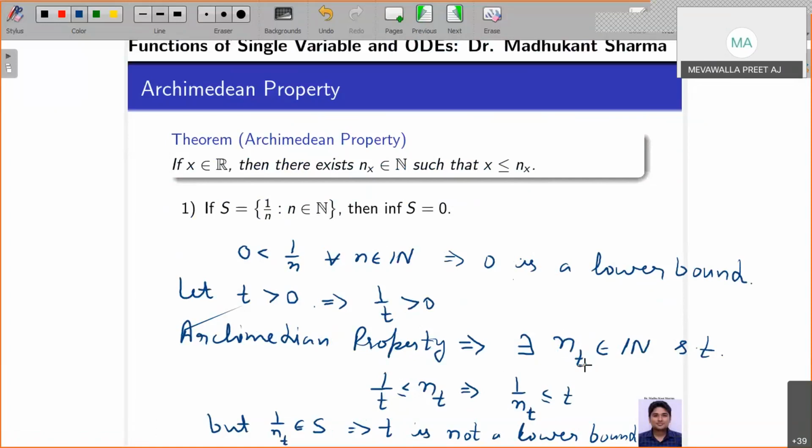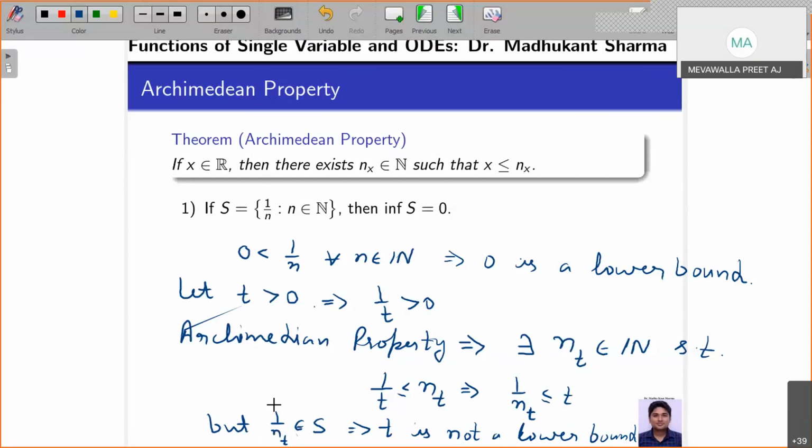Sir, I do not understand the last step: why 1 over nt belongs to S. See the set structure here: 1 by n such that n belongs to N. Whenever you take a number of this form, it is 1 by n type. The numerator is fixed, and the denominator is any natural number. So 1 by nt is of that form, so it definitely goes into the set S.